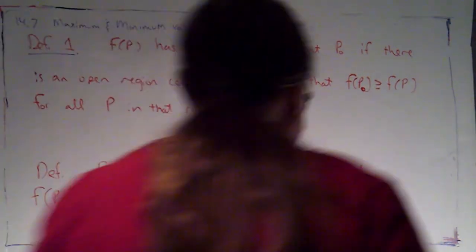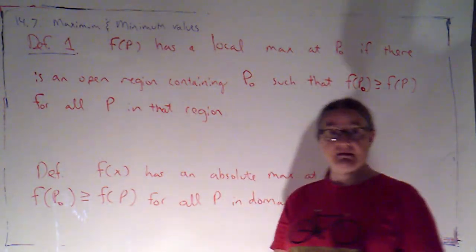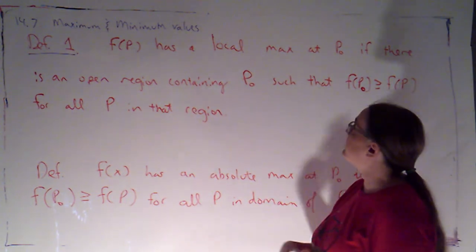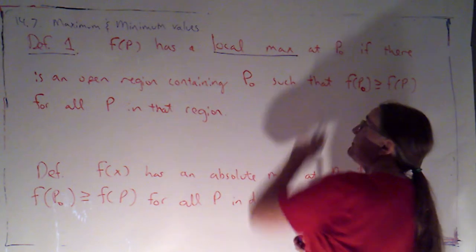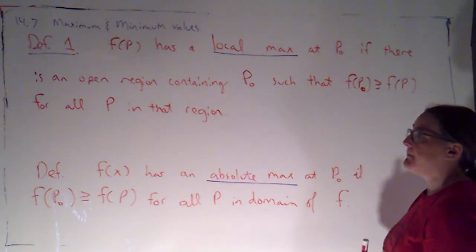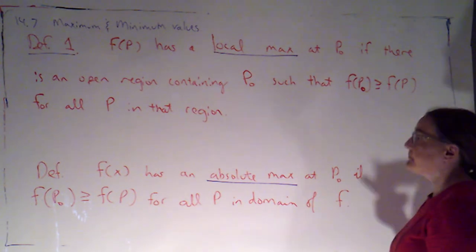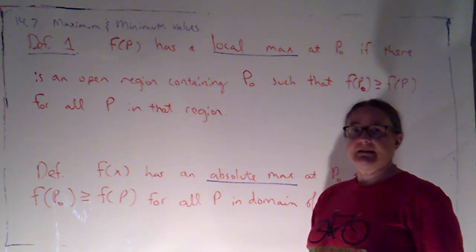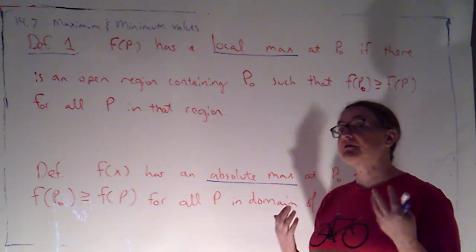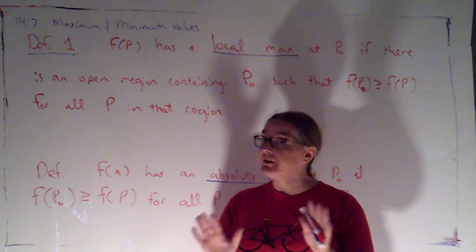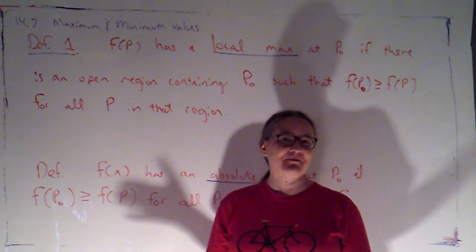Section 14.7 is about maxes and mins of a function. And just like with functions of one variable, sometimes we'll be talking about local maxes and mins, and sometimes we'll be talking about absolute maxes and mins. Now, all of the examples in this section in your book involve functions of two variables. And some of the techniques that we're going to use are only valid for functions of two variables.